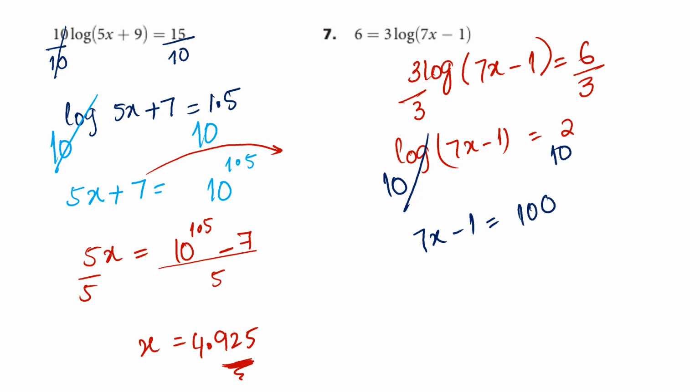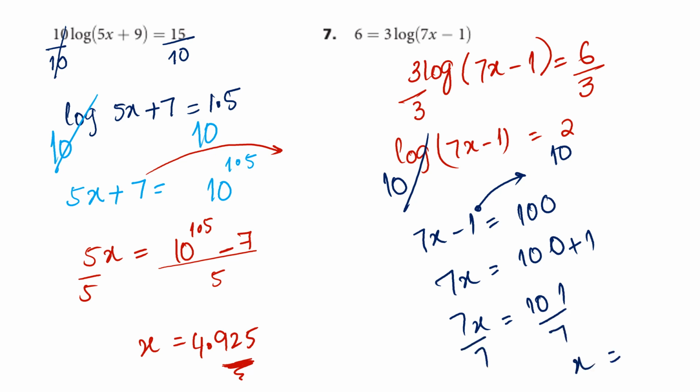Now there is no power 2, which means I have to bring the 1 on the other side. It's so simple. So 100 plus 1 gives me 101. Divide both sides by the 7 and get the answer by writing it in the calculator as 101 divided by 7, and you will get 14.4285. So 14.429.